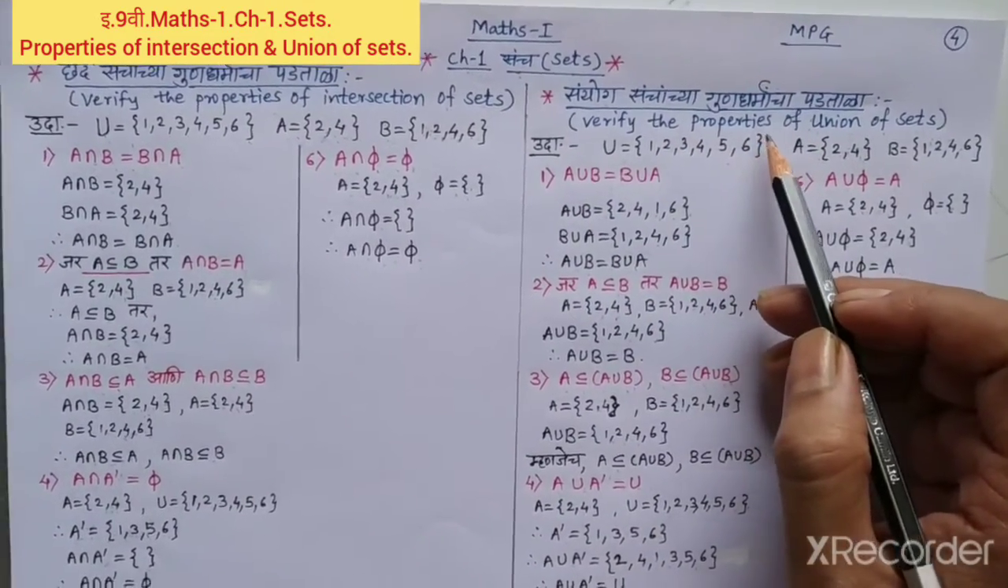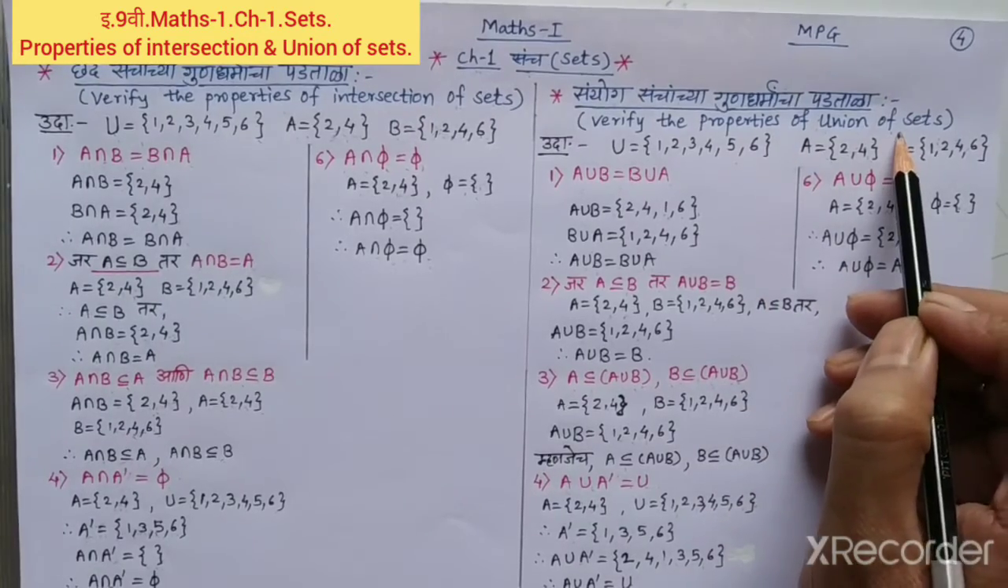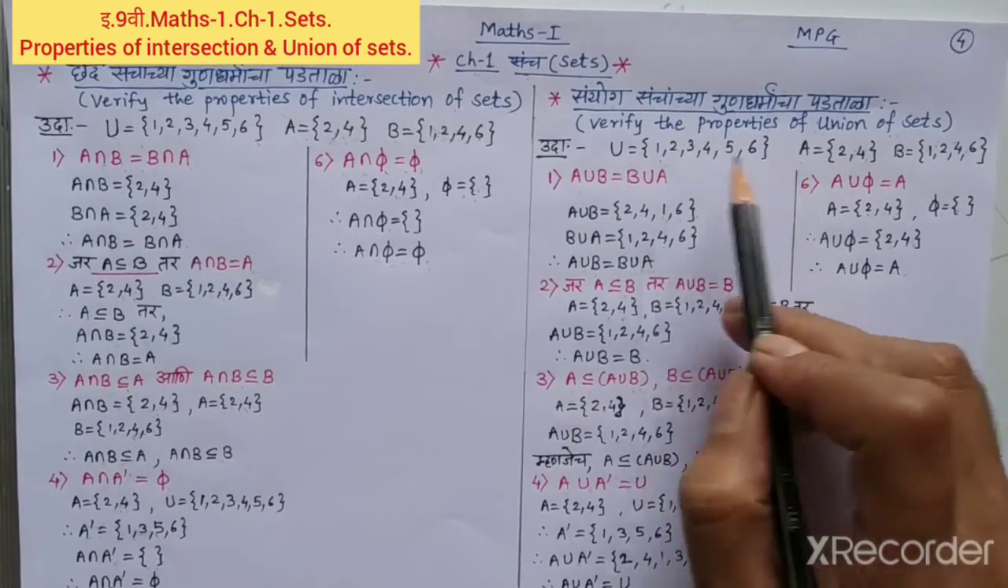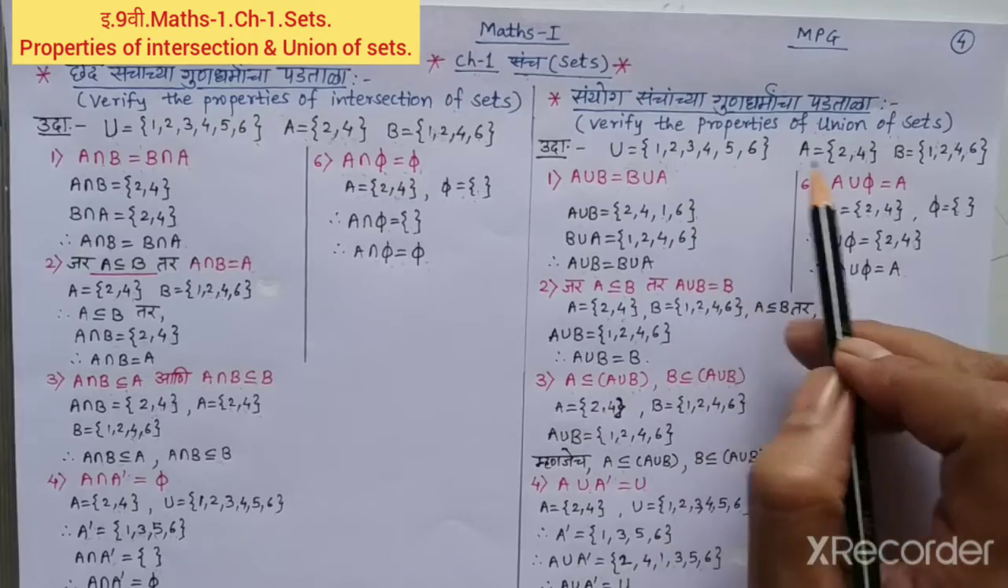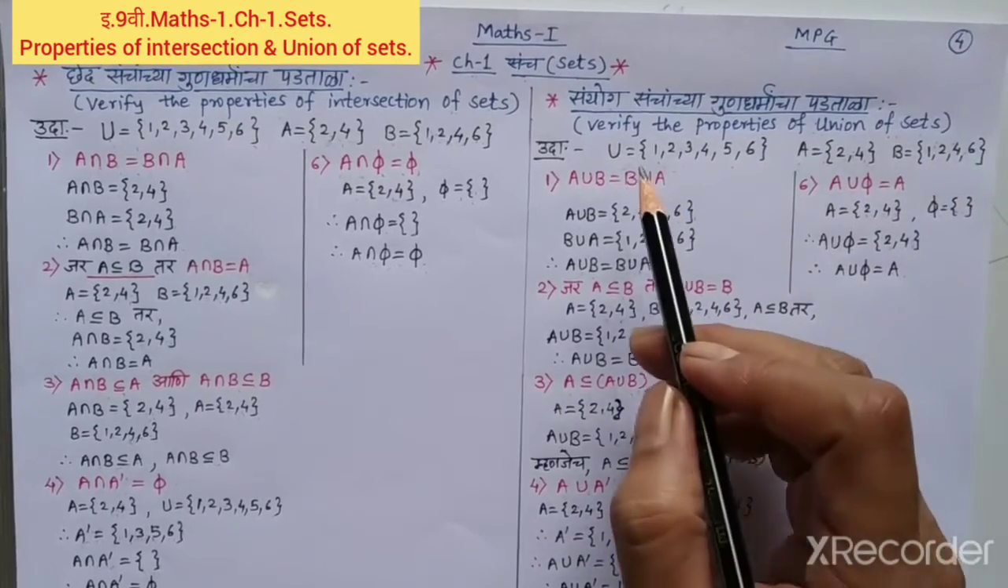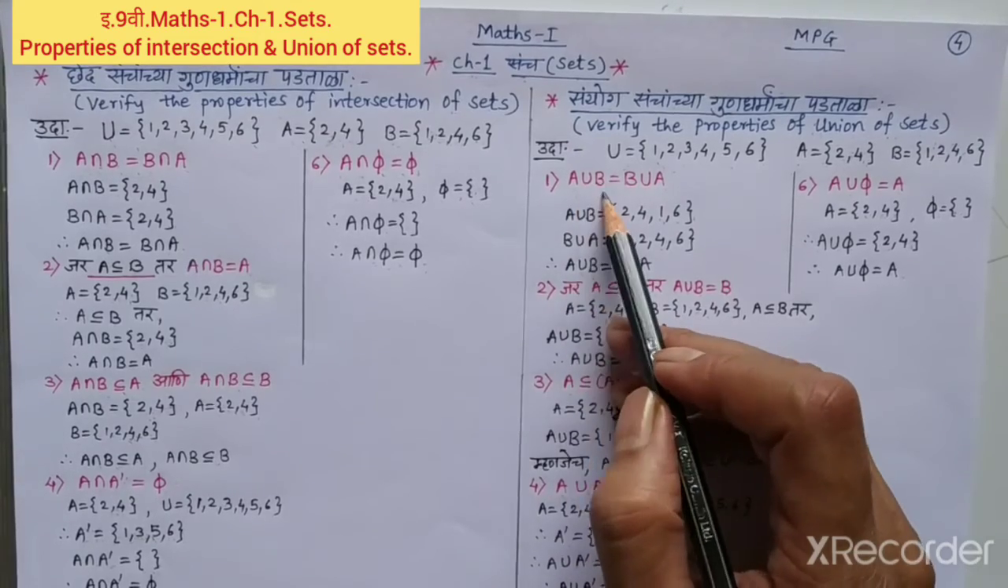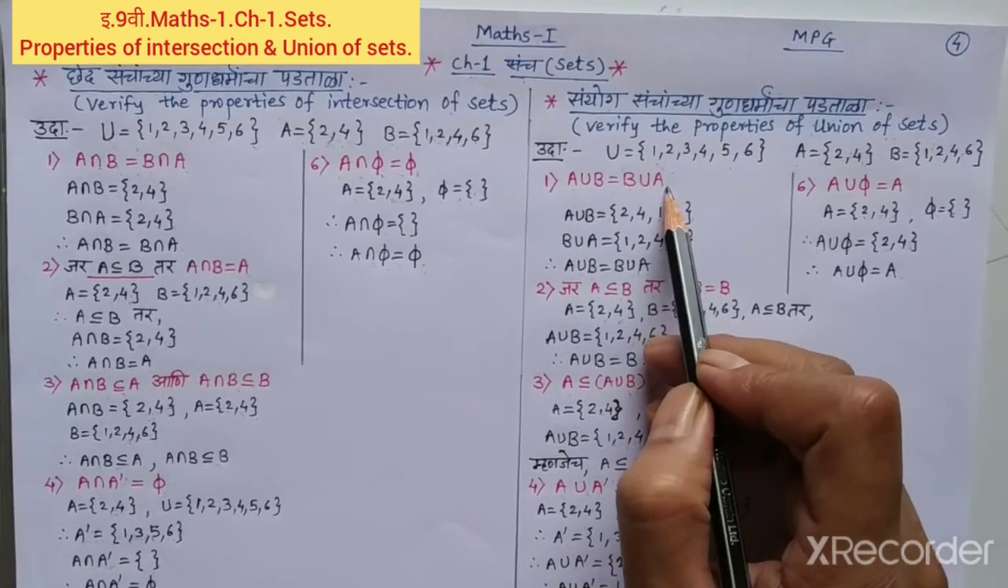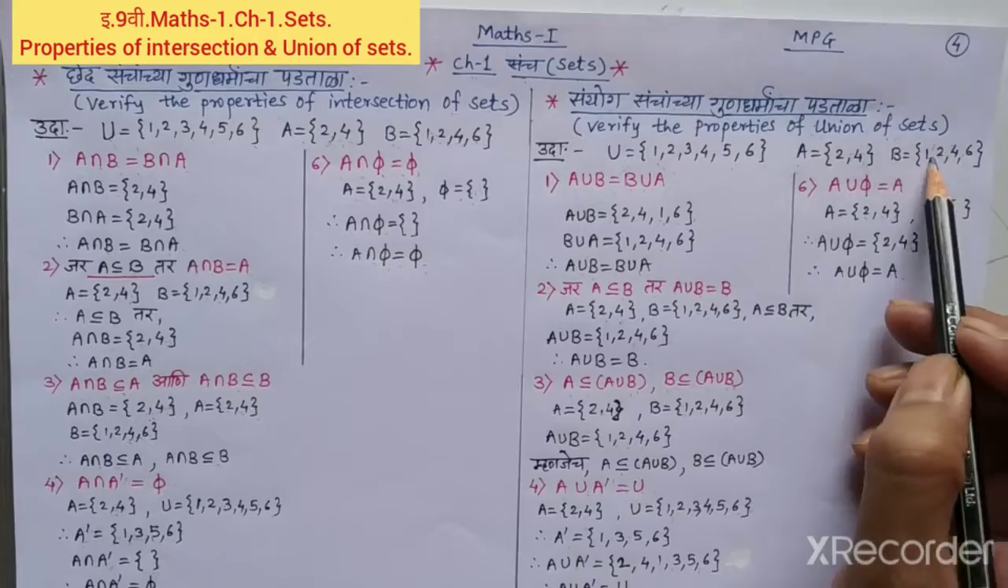properties of union of sets. Consider the same sets U is equal to 1, 2, 3, 4, 5, 6, A is equal to 2, 4, and B is equal to 1, 2, 4, 6. So let us learn first property. A union B is equal to B union A. So take the union of these two sets.